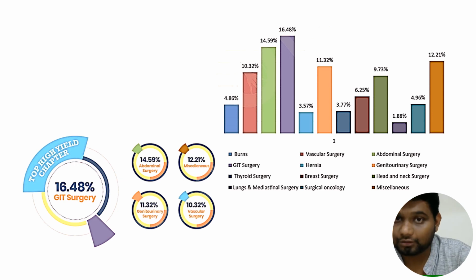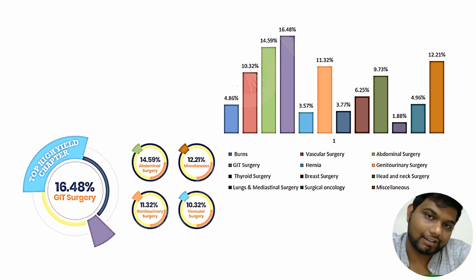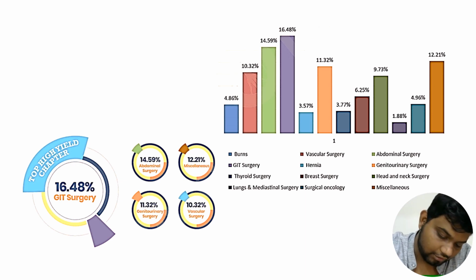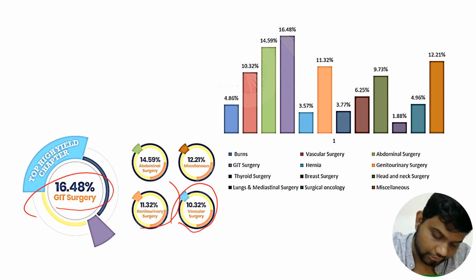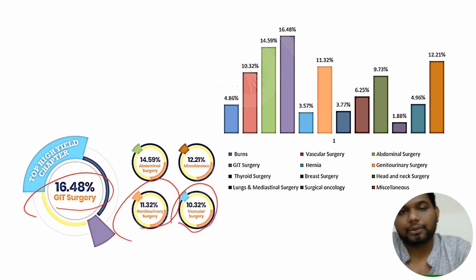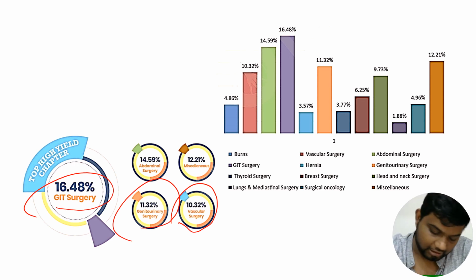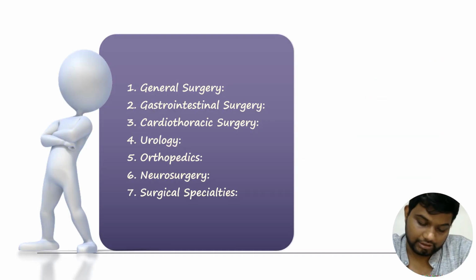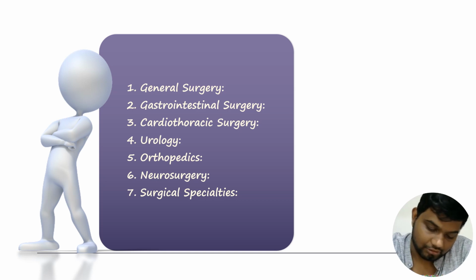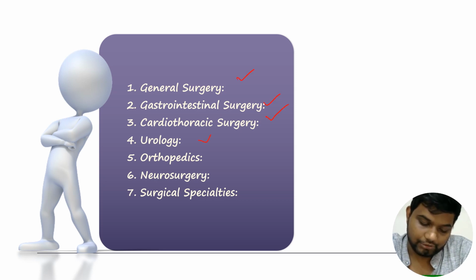General principles include trauma. These are the five areas where you can get most of the surgery questions from. As per the analysis of previous year questions, the highest area is your GA surgery, and after the GA surgery, vascular surgery and genitourinary surgery are the areas where we have seen most of the questions from. We discuss surgery in seven aspects: general surgery, gastrointestinal, CTVS, urology, orthopedics, neurosurgery, and surgical specialties. We divide this into these following regions.